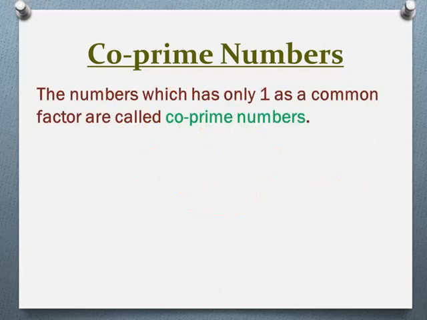So the numbers which have only 1 as a common factor are called coprime numbers. 4, 9, 3, 8, 5, 12 are some of the examples of coprime numbers. So I hope you all understood the concept of prime and composite numbers, common factors and common multiples, and what are coprime numbers.